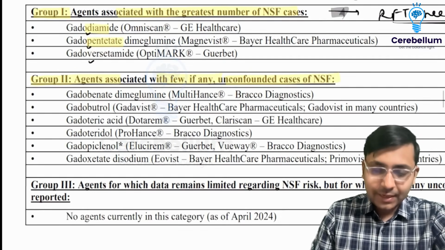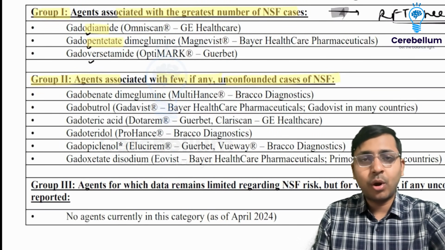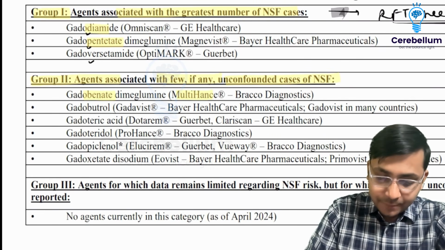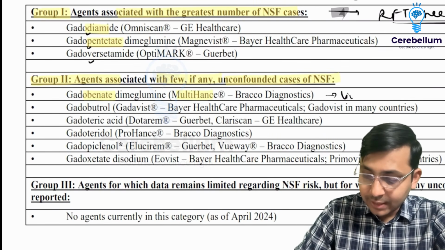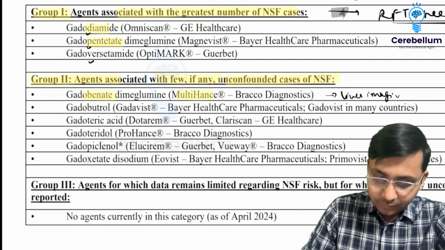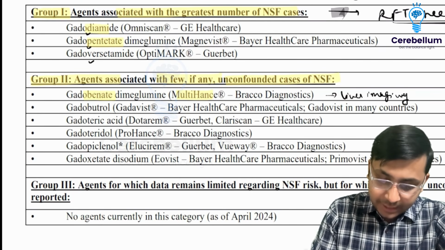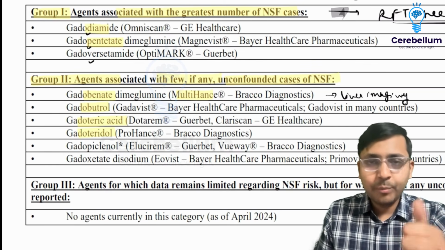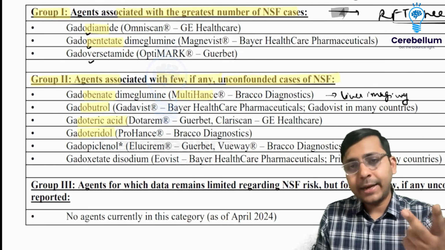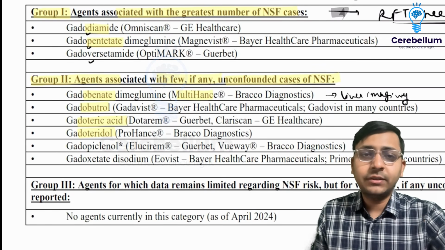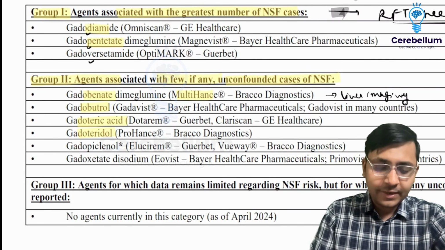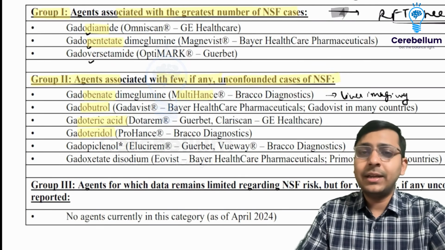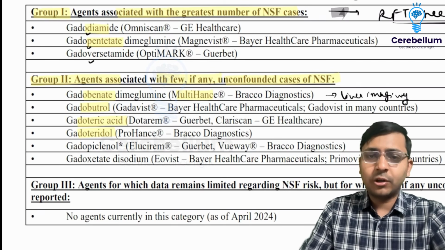Now, class 2 agents are the ones which are very safe, and let's remember a few important names. Remember gadobenate, multihance, which is specially used in liver imaging. Then gadobutrol, gadoteric acid, and gadoteridol. So, gadobutrol, gadoteridol, gadoterate, and gadobenate. These 4 compounds you remember, they are very renal safe, and they are the most common MR contrast agents now used in most good, big hospitals.